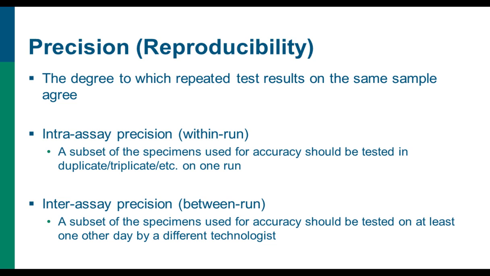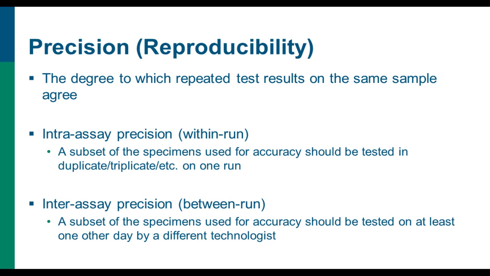And so you want to take a subset of those specimens. And I should make a point of this: you might as well kill two birds with one stone. If you're already using these samples for accuracy, you don't need separate samples for precision. You can use your accuracy samples for precision. So for inter-assay or between-run precision, you want to test it on at least another day by a different technologist. And you want to do this also for each sample type that you are validating or verifying.